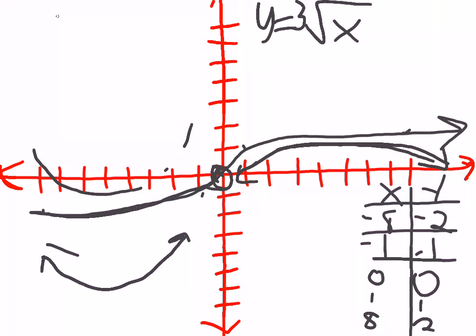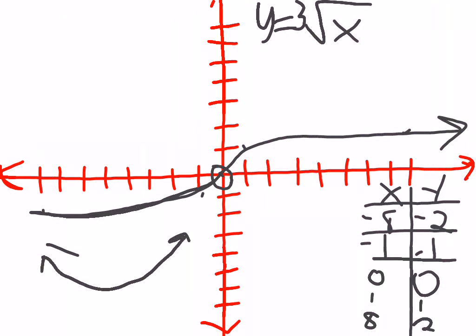I'm going to undo this mess since I've explained what the point of inflection is. I think we all get it. It's at 0, 0. So let's look at a couple more things about this graph.